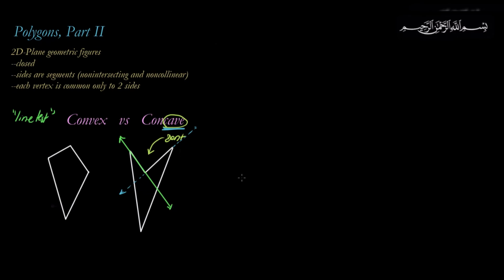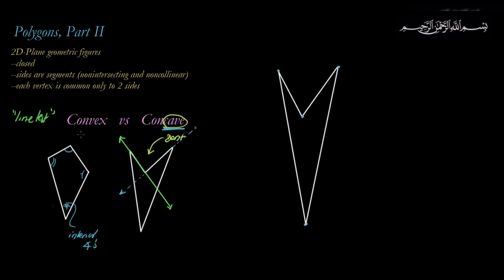Now, another distinction that you can make between a convex and a concave polygon is that in a concave polygon, the one with a dent over here, one of the interior angles is greater than 180 degrees. Okay. Now, if you remember, I'm going to try to draw an acute angle that's less than 90 degrees, and here's a right angle that's 90 degrees, and here's an obtuse angle greater than 90 degrees, and here's a straight angle that is 180 degrees.